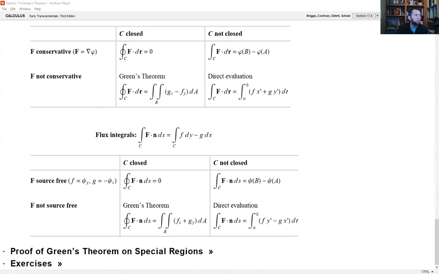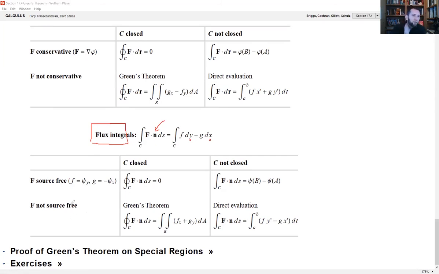If we want to do the parallel analysis, but now talking about flux integrals, remember the flux is talking about how much stuff is going through the curve. That is, we're trying to find the amount of the field that is normal to the curve. We could calculate that directly using the formula. The flux is equal to F dy minus G dx. Notice this is the y component here and the x component there.